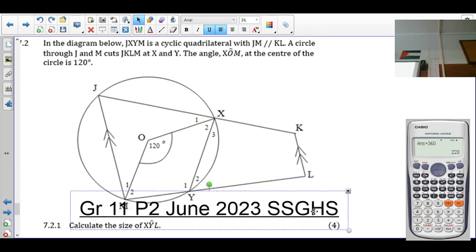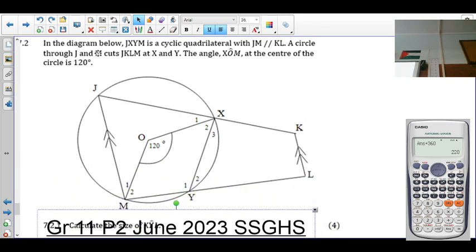7.2.1. So we are told that in the diagram JXYM is a cyclic quadrilateral. So all cyclic properties are evident there, like Y2 is equal to J and so on. Then we are told that JM is parallel to KL. People, if these lines are parallel, then co-interior angles are supplementary. Okay.